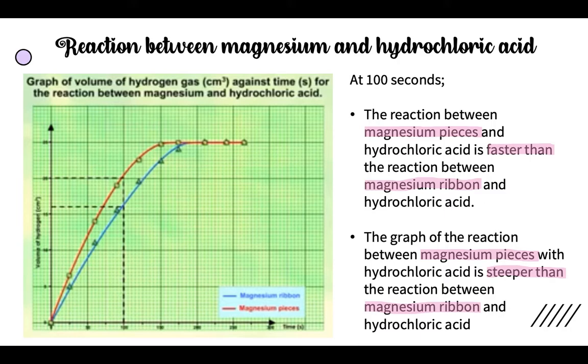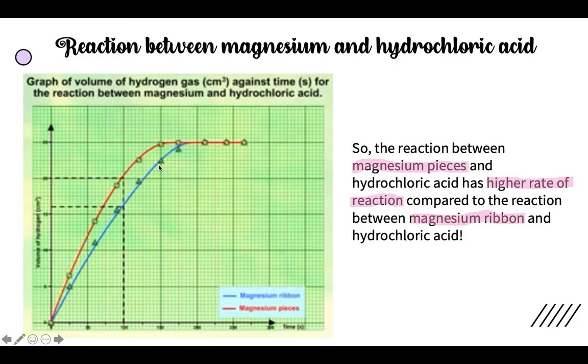Jadi kalau kita tengok graph pun, the graph of the reaction for magnesium pieces ini is steeper than the graph for the reaction between magnesium ribbon and hydrochloric acid. Okay, jadi bila steeper ataupun lesser graph tadi will result in higher rate of reaction. The one that has a steeper graph has a higher rate of reaction. The one that has a less steep graph has a lower rate of reaction.